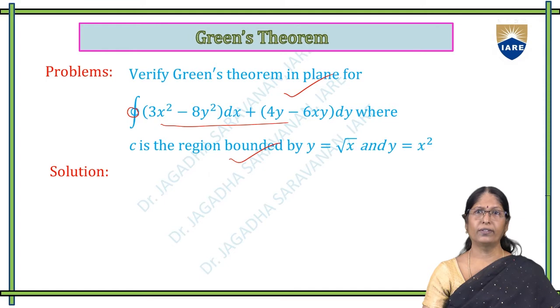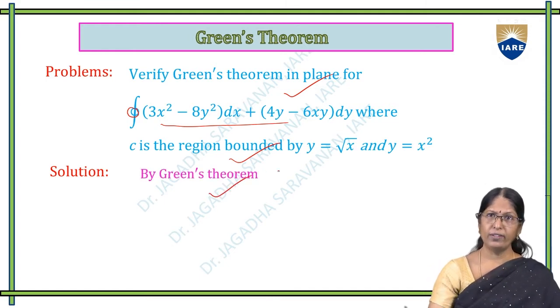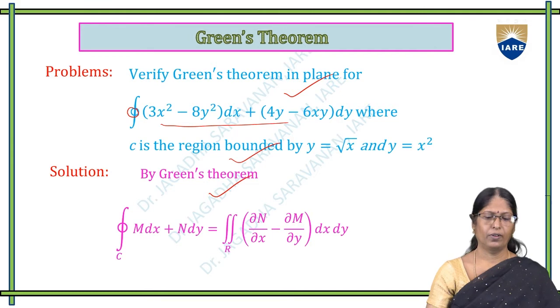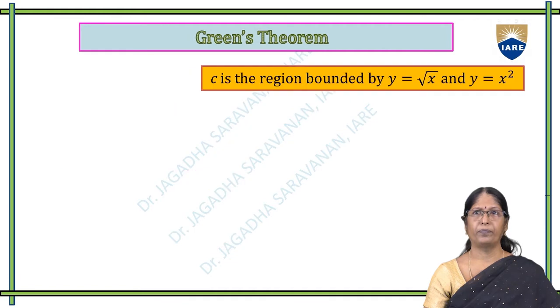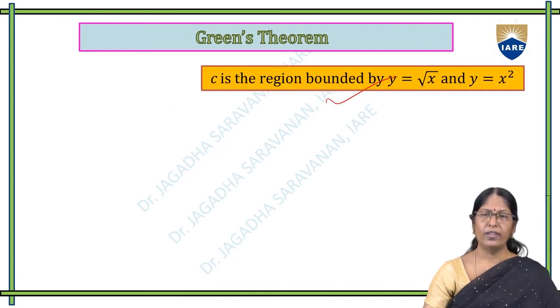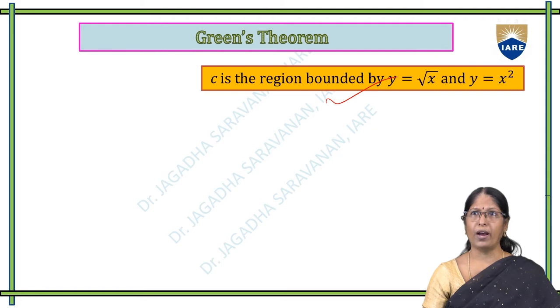The solution is by Green's theorem, that is, the integral over C of M dx plus N dy, which is equal to the double integral over R of dou N by dou x minus dou M by dou y dx dy. Now, C is the region bounded by y equal to root x and y equal to x square.